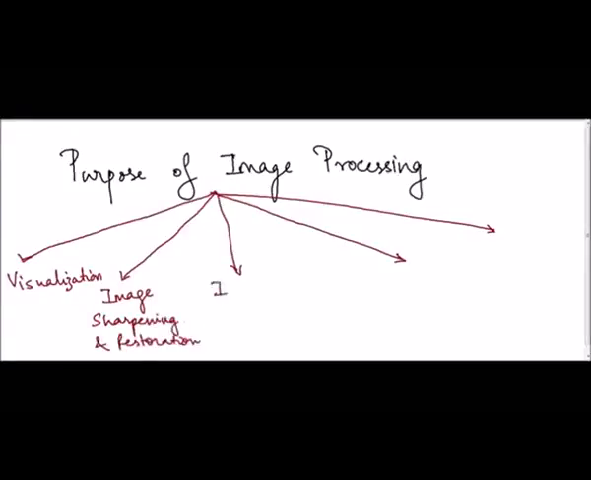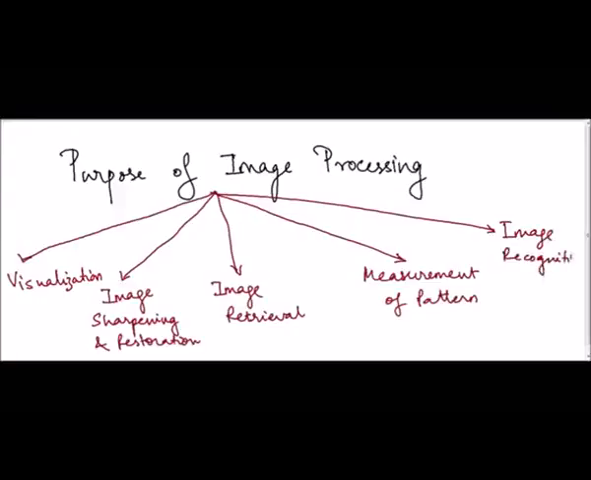Third, image retrieval. Seek for the image of interest. If you want it, you seek it, so you retrieve it. Now, measurement of pattern is the fourth one, which basically measures various objects in an image. And image recognition, to distinguish the objects in an image. So these are the 5 purposes of image processing: visualization, image sharpening and restoration, image retrieval, measurement of pattern, and image recognition. All in all, it's an intelligent and concise summary of the contents of images.